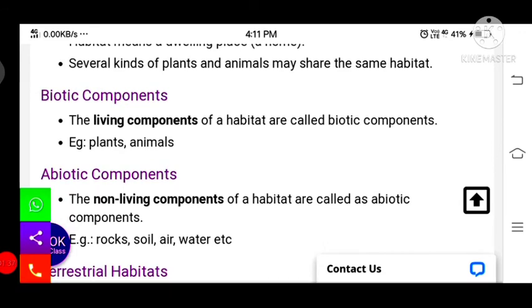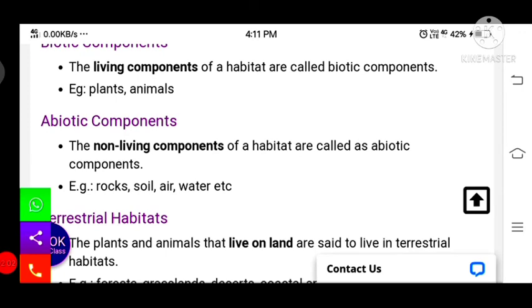Biotic components. The living components of a habitat are called biotic components. Everything inside a habitat which is living is known as a biotic component, like plants and animals. Abiotic components are all the non-living components of a habitat, like rock, soil, air, water.